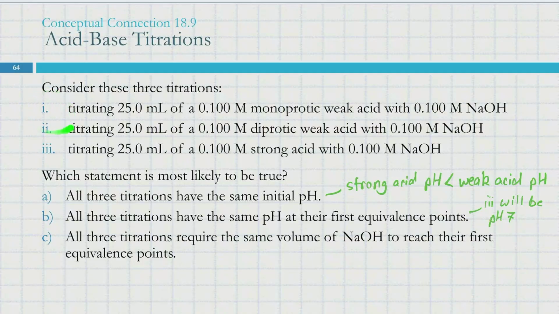For titrations 1 and 2, these are both weak acids, so the conjugate base that we'll be forming is going to be a weak base rather than pH neutral. And so those will be slightly basic.